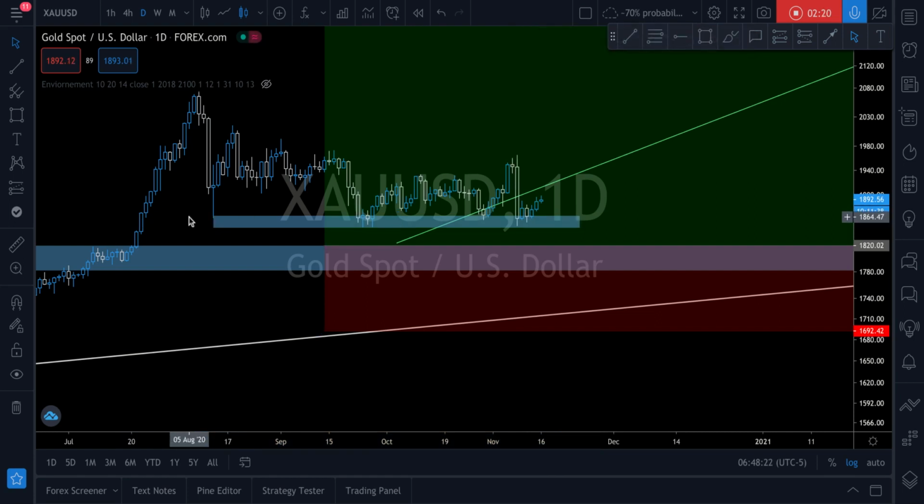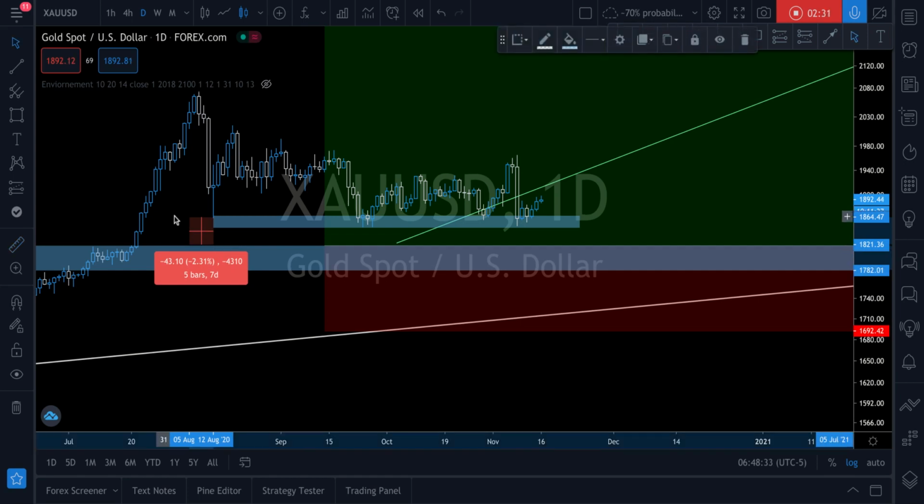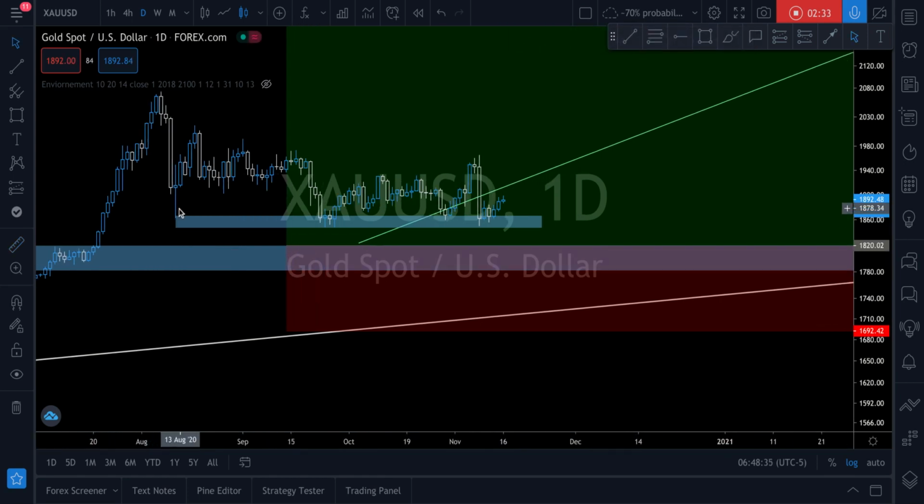Just real quick, I want to give you an idea of how many pips are in between this and the stop. It says 431 pips. So it's a significant drop. Thing is, with gold, it moves a lot. Look at this candle right here, for example.